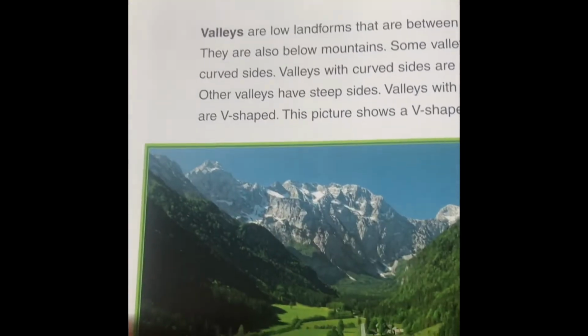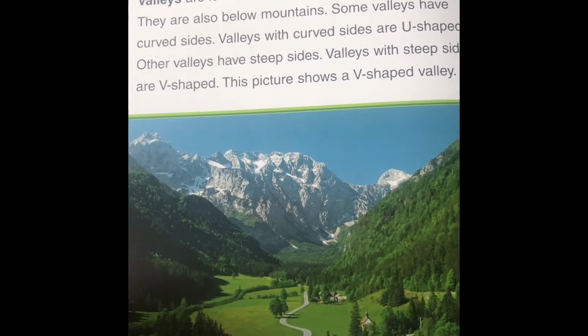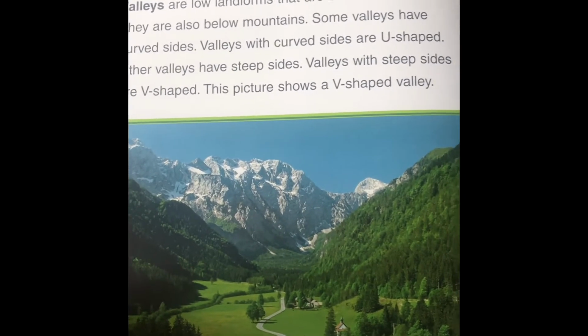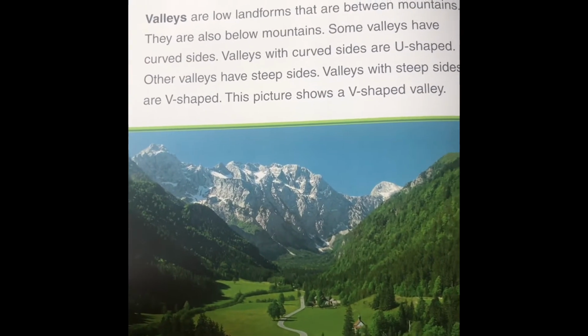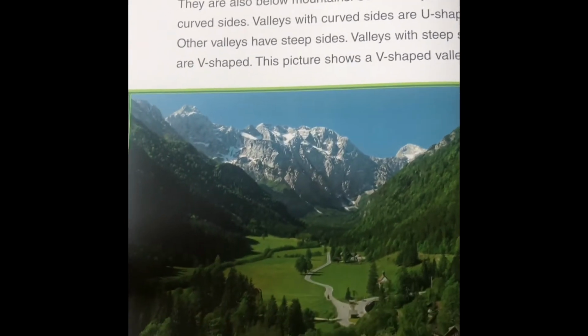The valleys below. Valleys are low landforms that are between mountains. They are also below mountains. Some valleys have curved sides. Valleys with curved sides are U-shaped. Other valleys have steep sides. Valleys with steep sides are V-shaped. This picture shows a V-shaped valley.